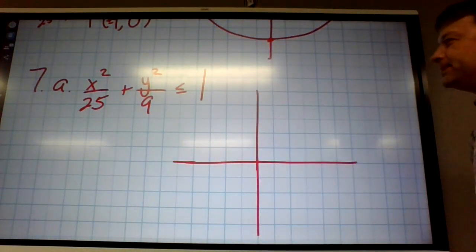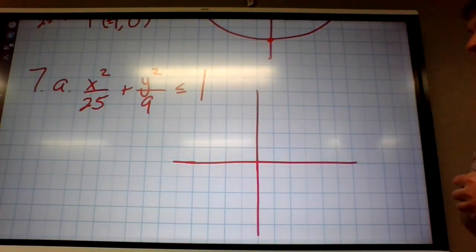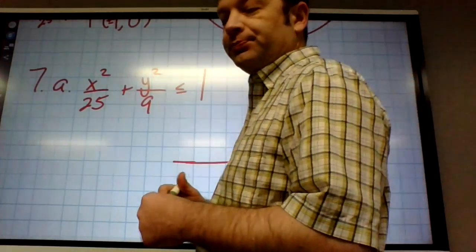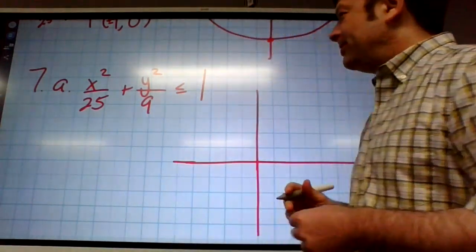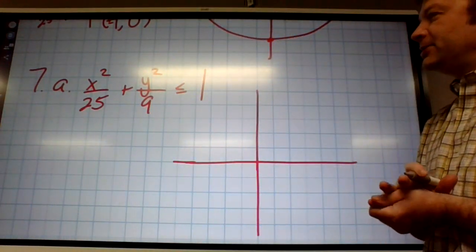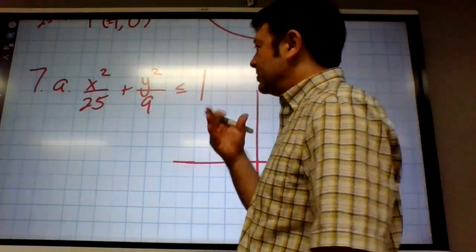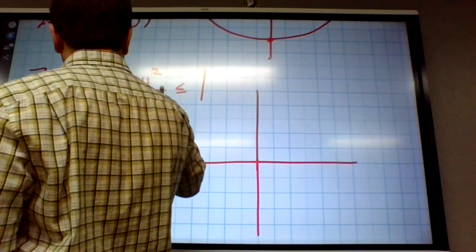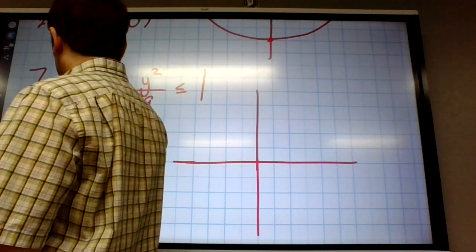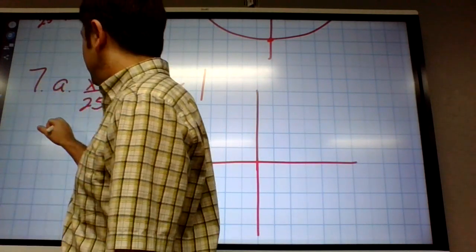Okay, so 7 is an inequality. You guys remember what changed when we did inequalities? You shaded. Sometimes you made the line dotted, solid or dotted, but in this case they made it less than or equal to, so it will be solid. So, kind of the same thing.